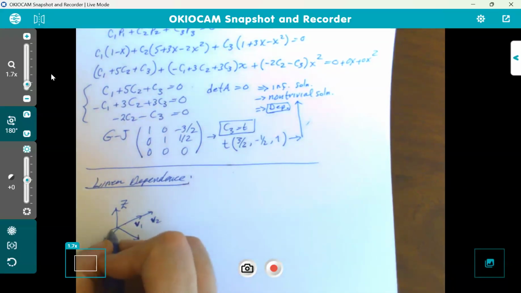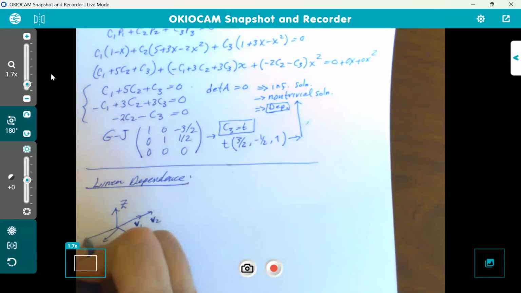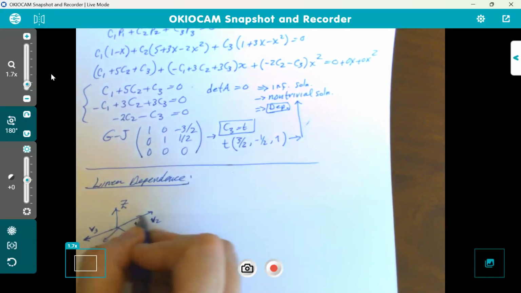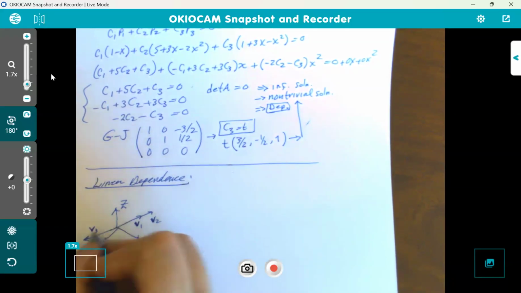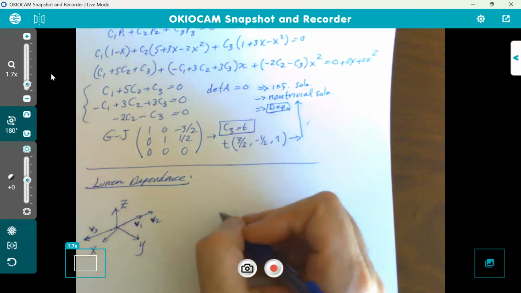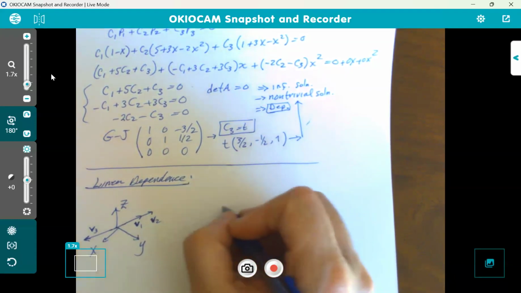Of course, the vectors could be in the other direction, right? Let's say I have e3 here. Any two of these would work. So they could be collinear going in the same direction, or collinear going in the opposite direction. Or, well, let's say I have a plane.